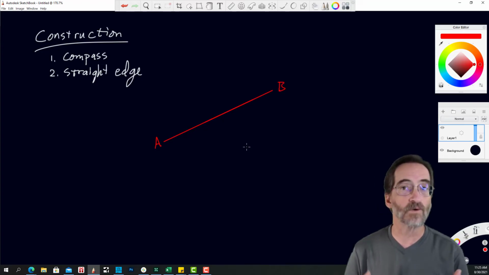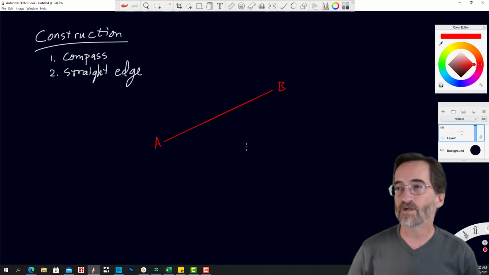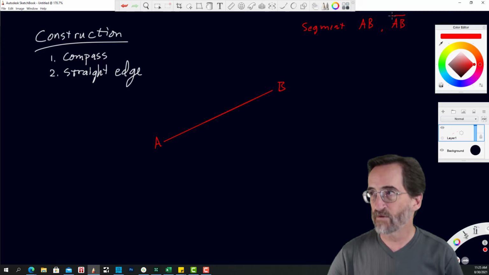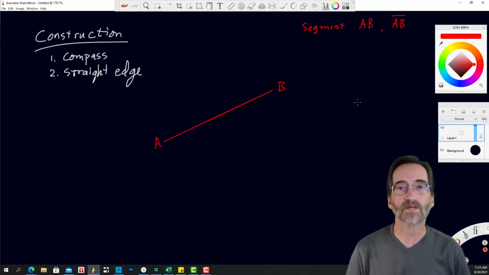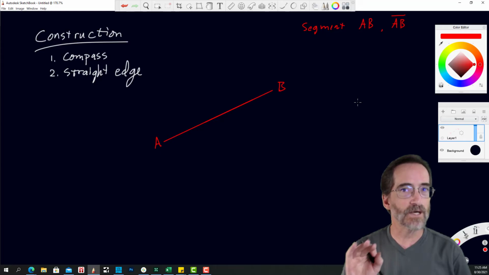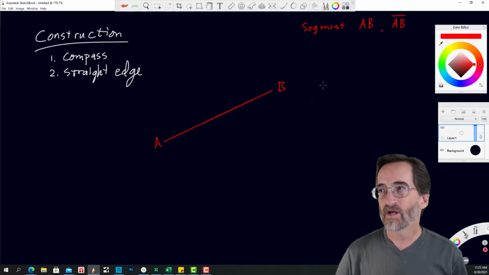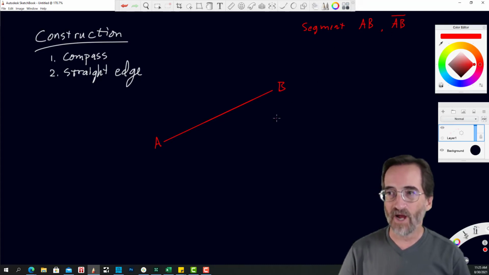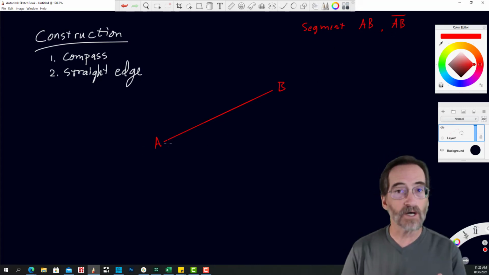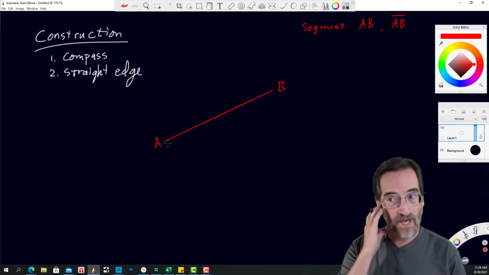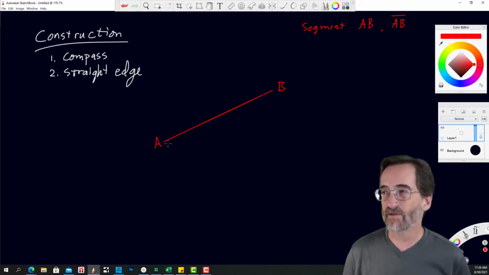And again, to review geometric notation, this is called segment AB. The symbol for it is a capital A and a capital B with a line segment drawn above it, no arrows. Remember the convention: capital letters for points, lowercase letters typically reserved for line segments and such. I want to construct, using only my straight edge and compass, another segment that is exactly congruent to this, that is, the same size.